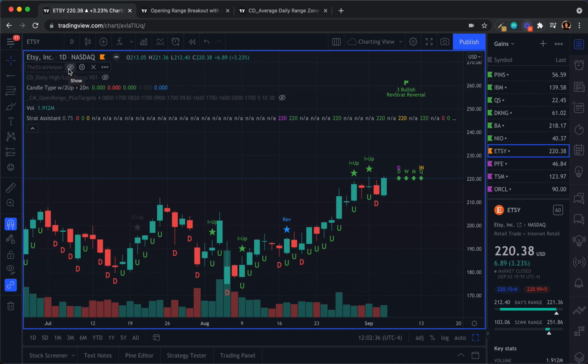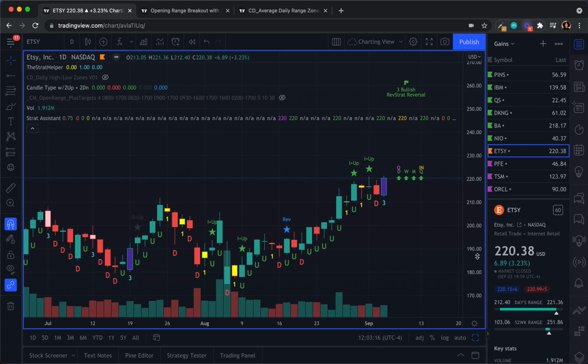Okay, so it looks like that changed the colors and the plotting of the inside candles and the threes. So you notice this 3, which takes out both the high and low of its previous candle, is not plotted, is not indicated. And then this inside candle here, which stays inside the range of the previous candle, is not indicated. So I use the TheStratHelper not to give me the ups and downs, but to give me the labeling of the inside candles, the labeling of the threes, and the changing of those colors.